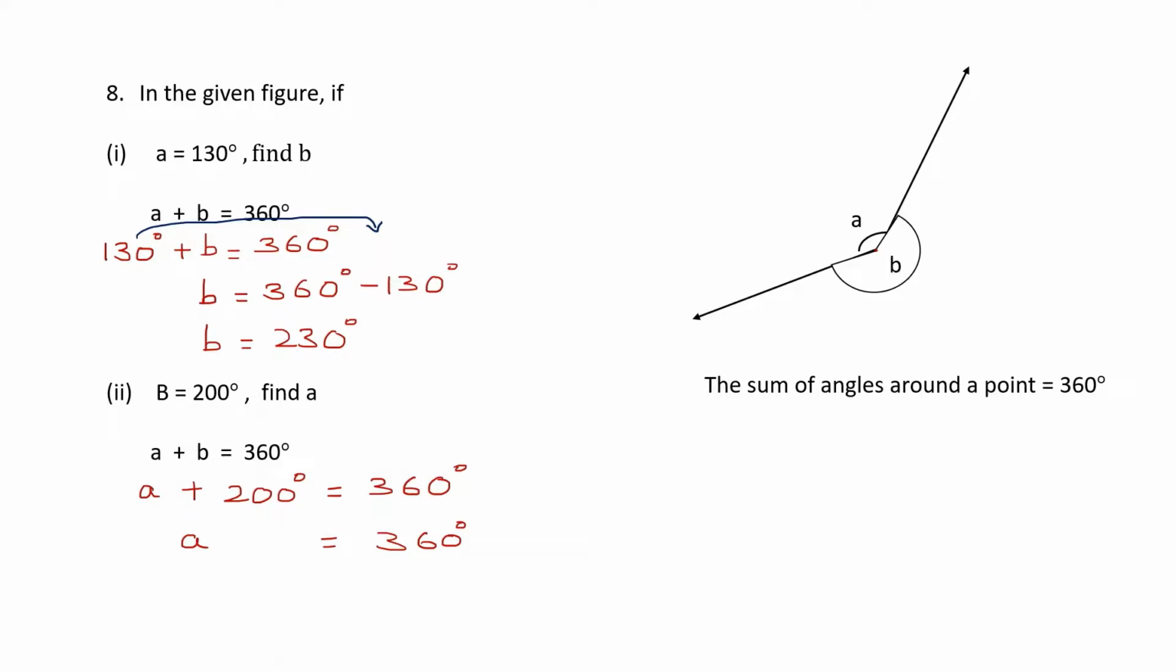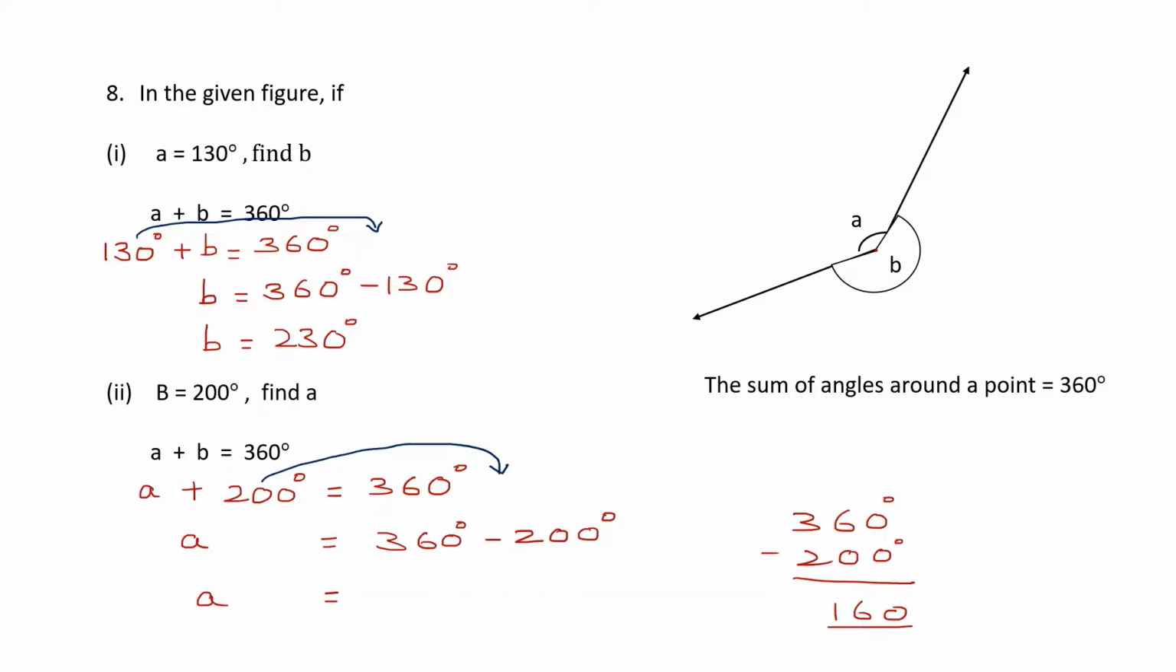I'm going to leave A here and on the other side I'm going to leave 360 as it is. I'm going to move plus 200 to the other side. It becomes minus 200. So I'm going to subtract these two. 360 degrees minus 200 degrees. So 0, 6 and 1. What do I get? A is equal to 160 degrees.